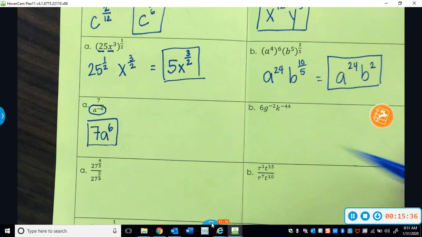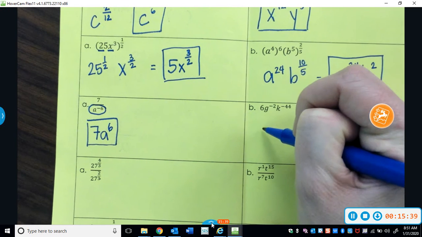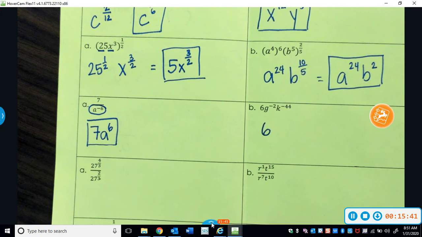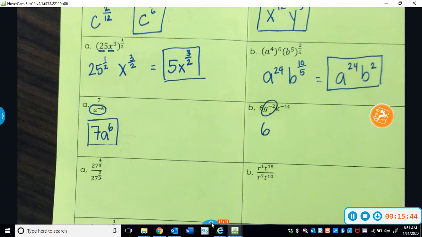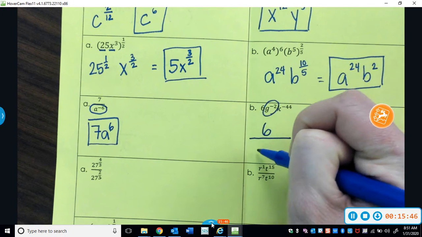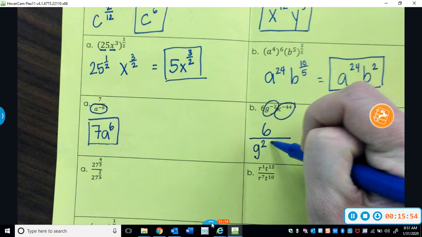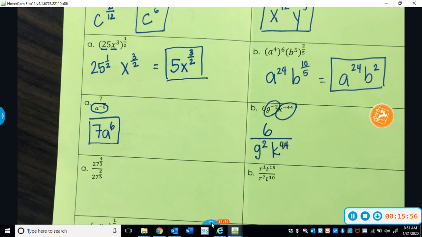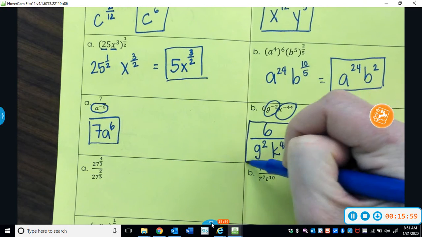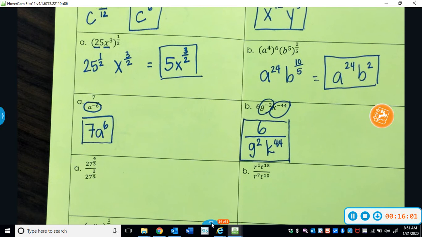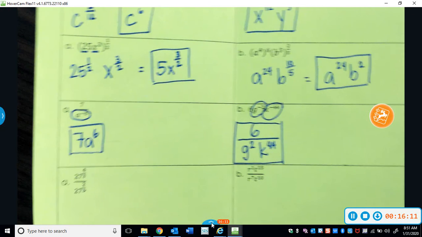Alright, so if I start to look at the next one, 6 does not have a negative exponent, so it's going to stay where it is. But where is g going to move? Yeah, it's just going to move down, and it'll have a positive exponent now. What about k? So it's also going to move down, and it'll have a positive exponent now. And that would be my final answer. Questions about that? Okay.